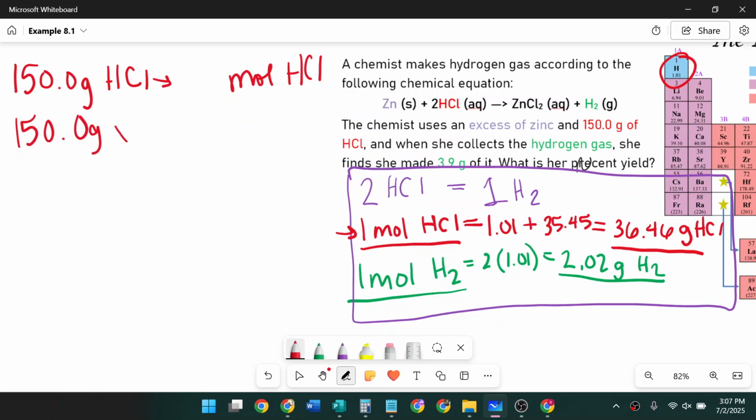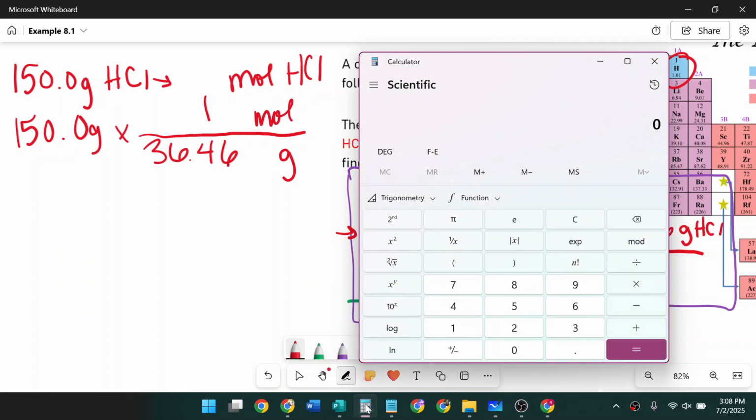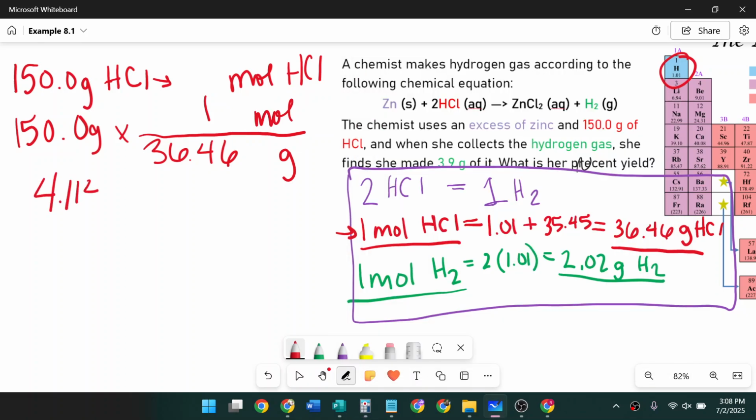So 150.0 grams times, and I did write my HCl up here, but I'm not going to write it down here. That's why I'm using colors. All right, so 1 mole is 36.46 grams. We have 4 significant figures in both of those numbers, so our answer is going to have 4 significant figures. All right, so we're going to have 4.114 moles. So 4.114 moles. That is how much the chemist used of the HCl in the problem.